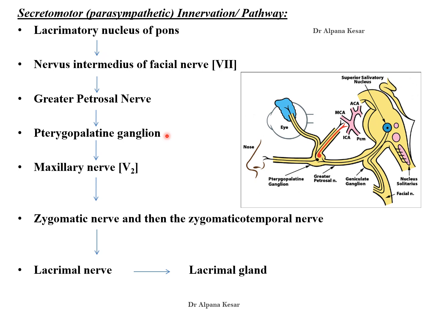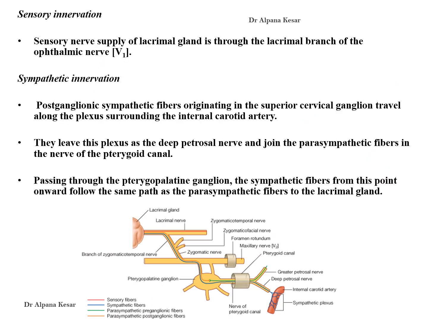The postganglionic fibers arising will pass into the maxillary nerve. From there, it will pass into its zygomatic branch and then into the zygomaticotemporal nerve. The postganglionic fibers then pass into the lacrimal nerve to reach the lacrimal gland and control the secretions of the lacrimal gland. Sensory nerve supply of the lacrimal gland is through the lacrimal nerve, which is a branch of ophthalmic nerve. Sympathetic innervation is from the superior cervical ganglion.